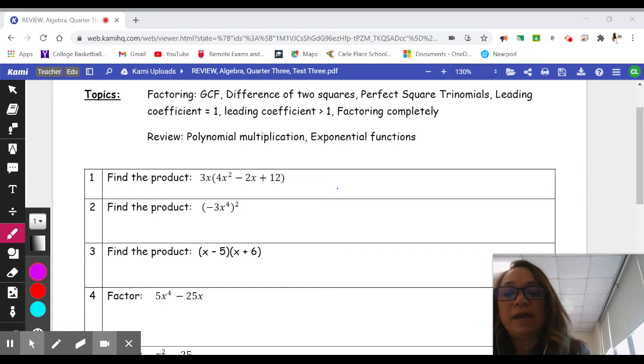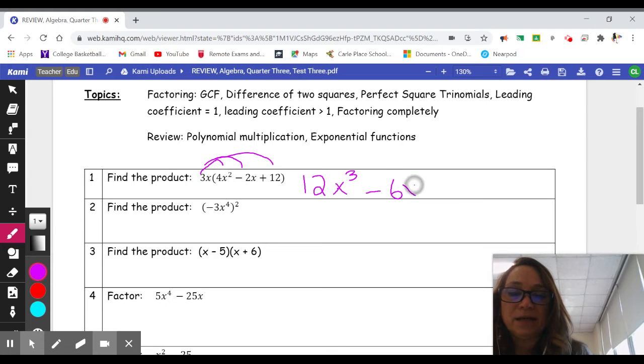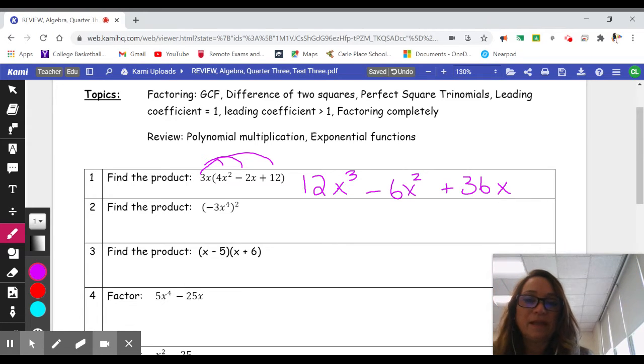All right, so find the product. Product means multiply. I'm using the distributive property. That gives me 12x to the third minus 6x squared plus 36x. And that's a cubic because it goes to the third power.